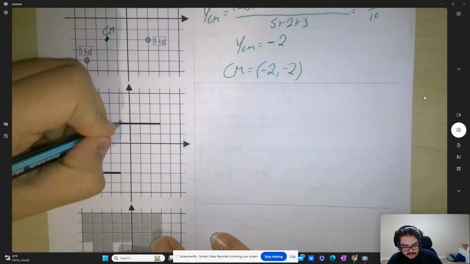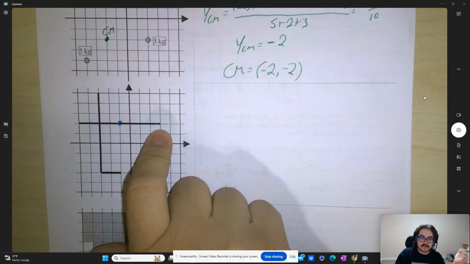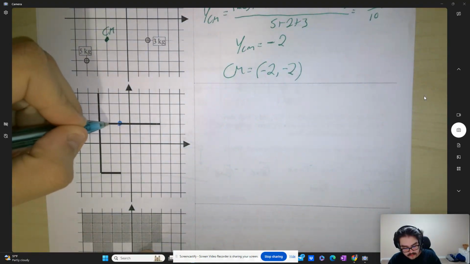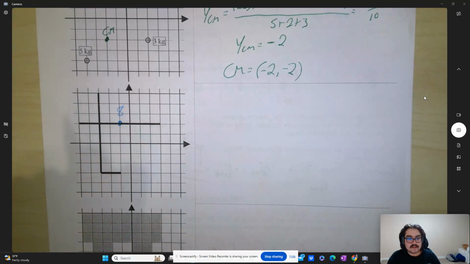So this is where the center of mass of this rod is. And I'm just going to make the mass at that point equal to the total mass of the rod. 1, 2, 3, 4, 5, 6, 7, 8. Okay, that's the mass of 8.